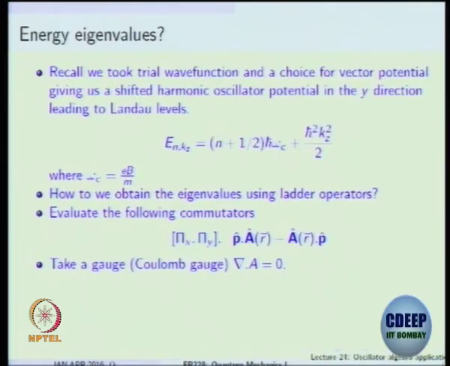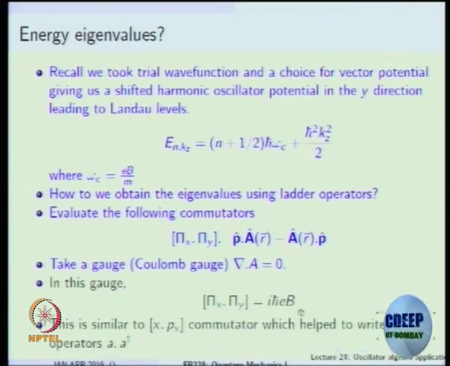Take the gauge which is the Coulomb gauge, and in this gauge the commutator of pi x and pi y is i h cross eB, and this is similar to our familiar x, px commutator which helped us to write a and a dagger. Okay, so that's the motivation. Just like we had in the harmonic oscillator x squared plus px squared, putting m, omega, everything to be 1, here we have a pi x squared and a pi y squared, and similar to the x, px commutator which is constant and non-zero, we have pi x with pi y to be non-zero and a constant.